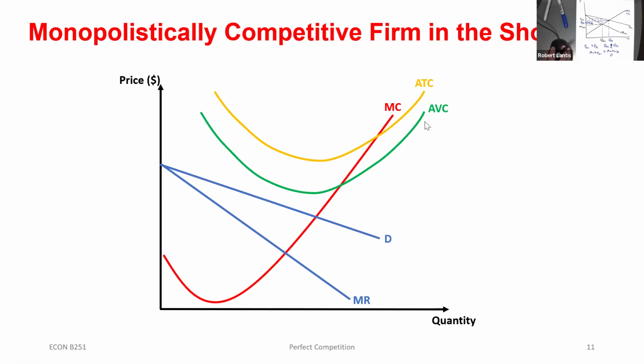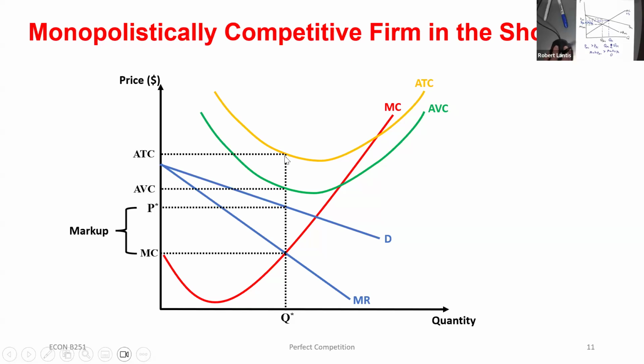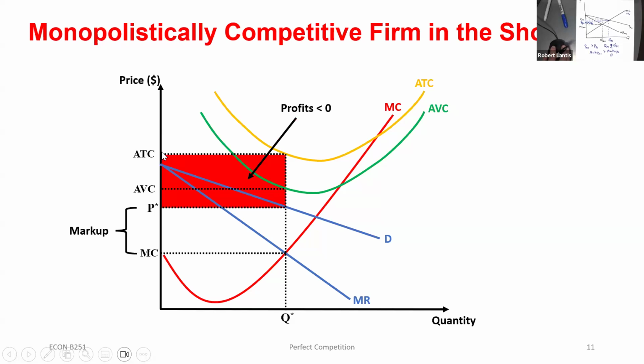Okay. So if I ended up in a scenario like this, where here's my current demand, marginal revenue. The profit maximizing quantity is where marginal revenue is equal to marginal cost. I go up to the demand curve to set my price. Notice the firm still has a markup. The price they're setting is still above their marginal costs. However, that price is below, at that quantity, what their average total costs are.